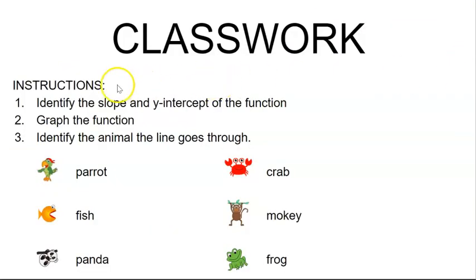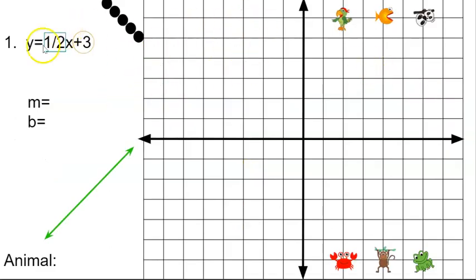So for your classwork today, you are going to practice this on your own. Your instructions are to identify the slope and y-intercept of the function, graph the function, and then identify the animal the line goes through. So we have parrot, fish, panda, crab, monkey, and frog. On your assignment, you have a linear function. You're going to tell me what the slope is, which in this case is 1/2, and what your y-intercept is, which in this case is 3.